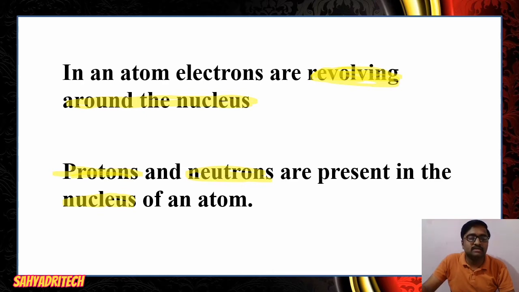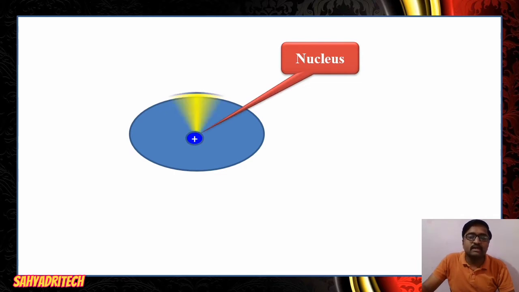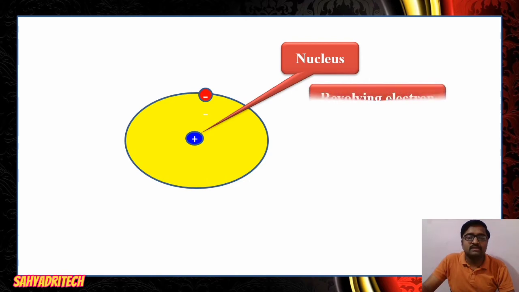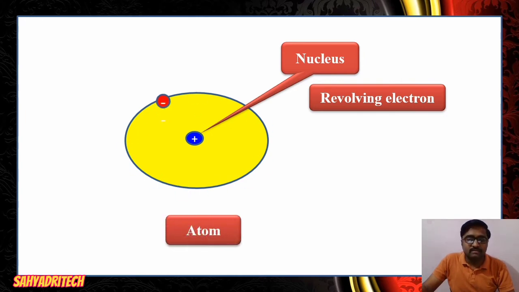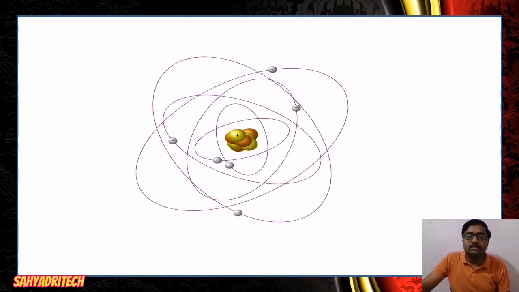Hence protons and neutrons are collectively called nucleons. If we consider an atom diagrammatically, what is present in the nucleus? Protons and neutrons. And electrons are revolving around the nucleus. So overall, an atom constitutes the nucleus in which protons and neutrons are present, and electrons revolve around the nucleus. Altogether it constitutes the atom. If we consider one more diagram, in the center the nucleus is made up of protons and neutrons, and electrons are revolving around the nucleus.